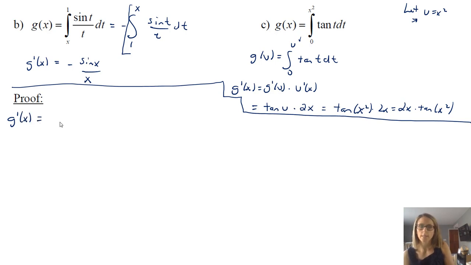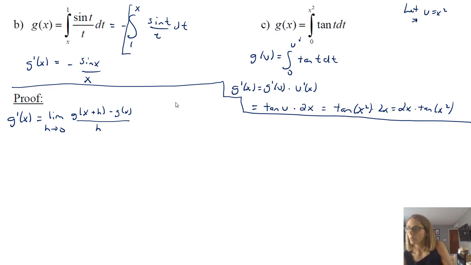So we're going to take ourselves back. The derivative g prime is just the limit as h approaches 0 of g of x plus h minus g of x over h. So that's just, there you go.